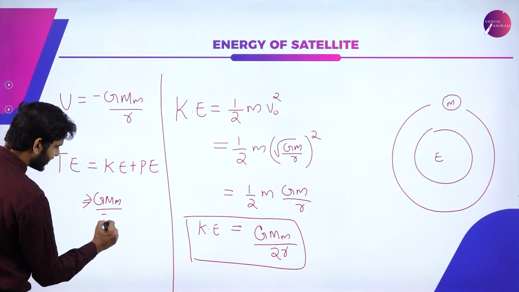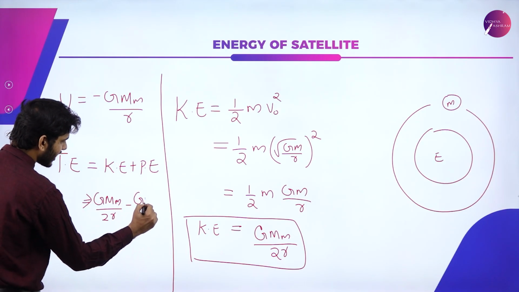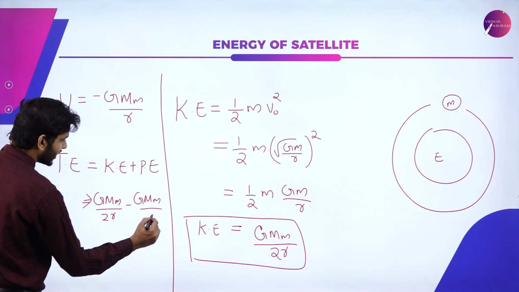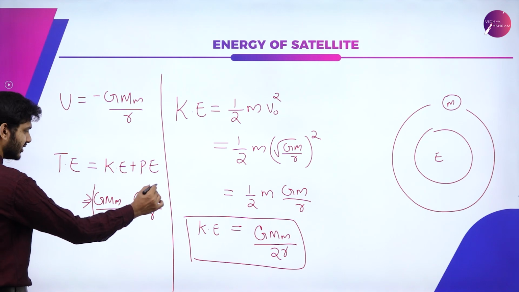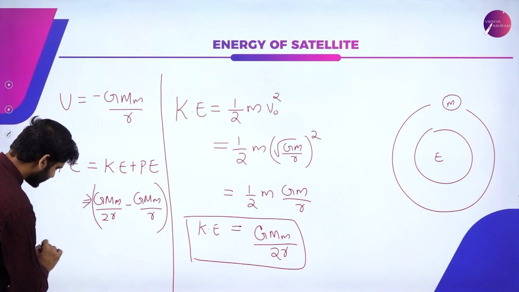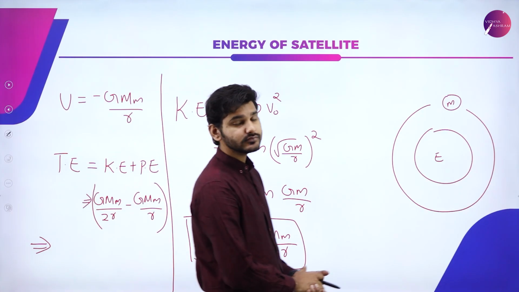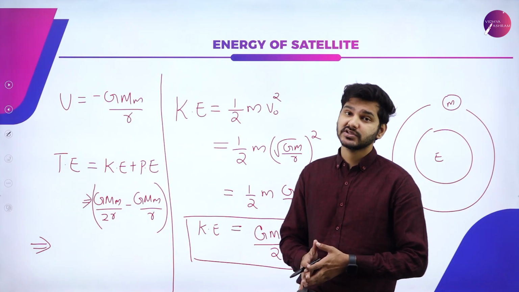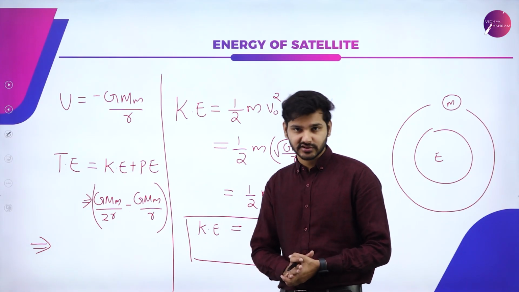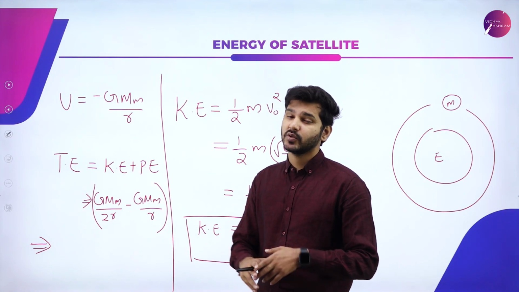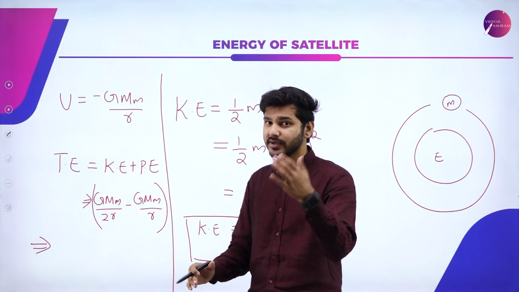GMm divided by 2r minus GMm divided by r, right? So what is so special about this particular equation, that it seems so similar? It just so happens that these two equations are very similar to each other. What is that similarity, what is that connection, I'll tell you, but I hope you can figure it out in the meantime.